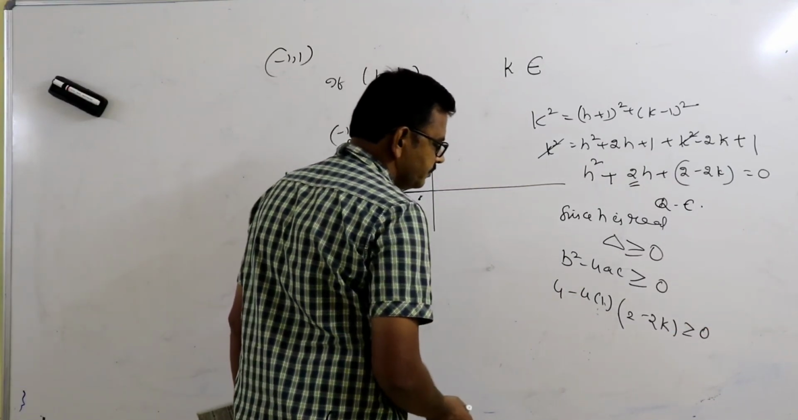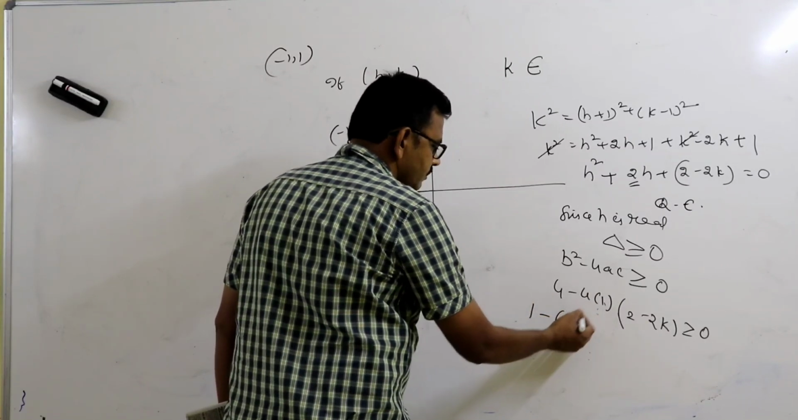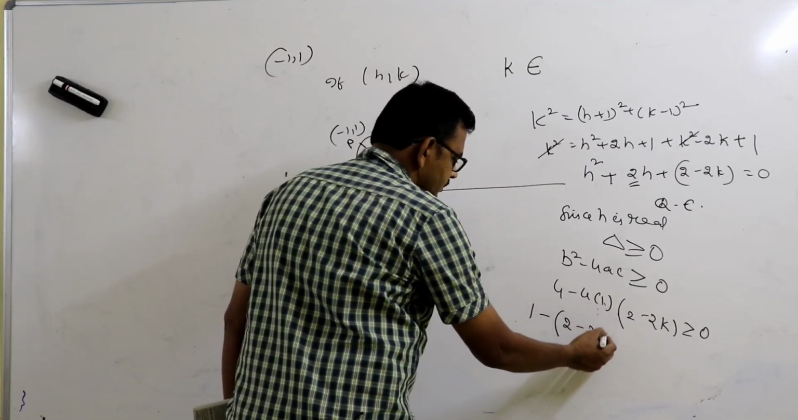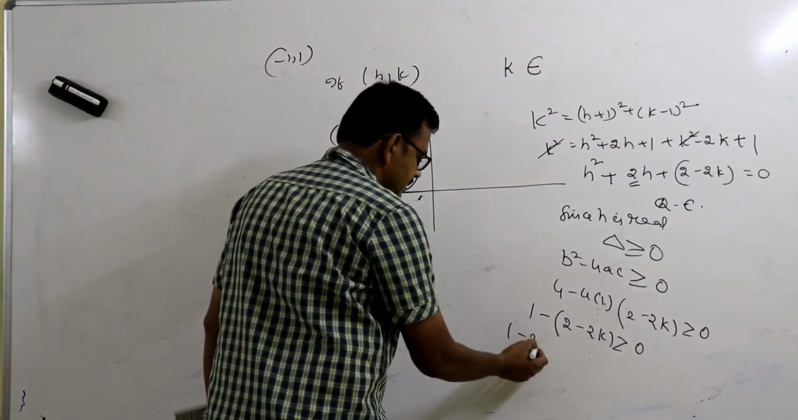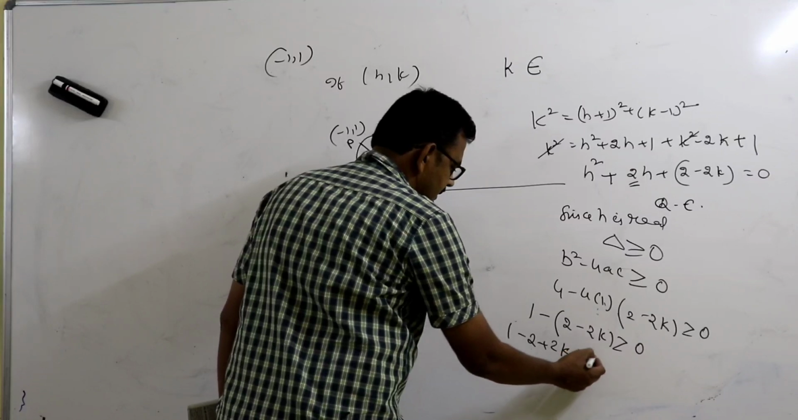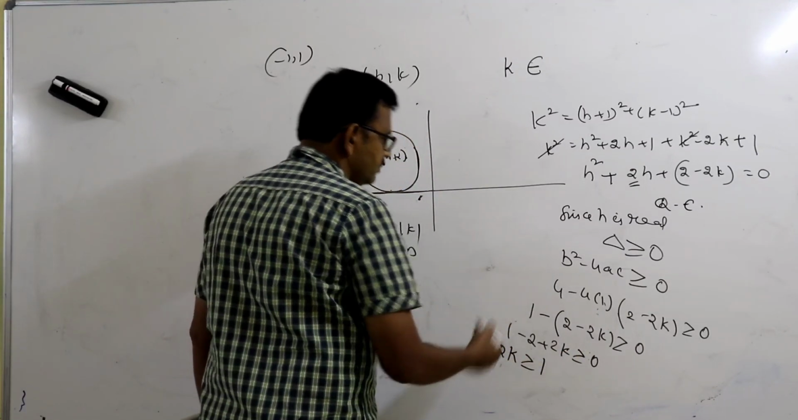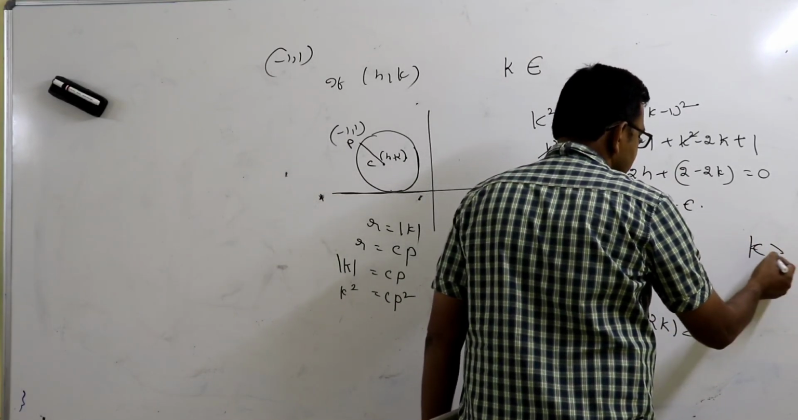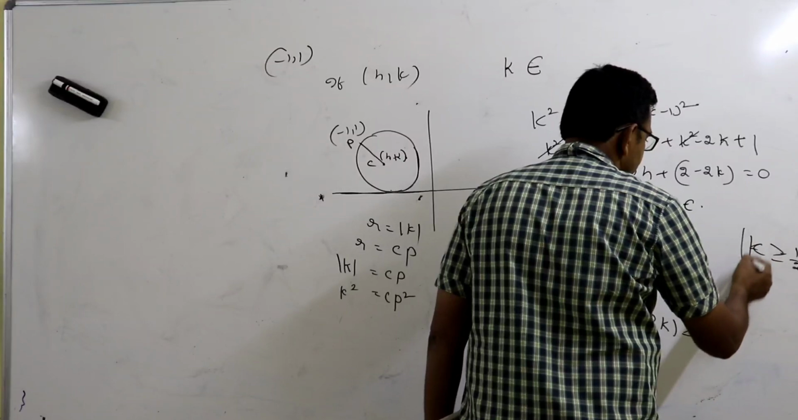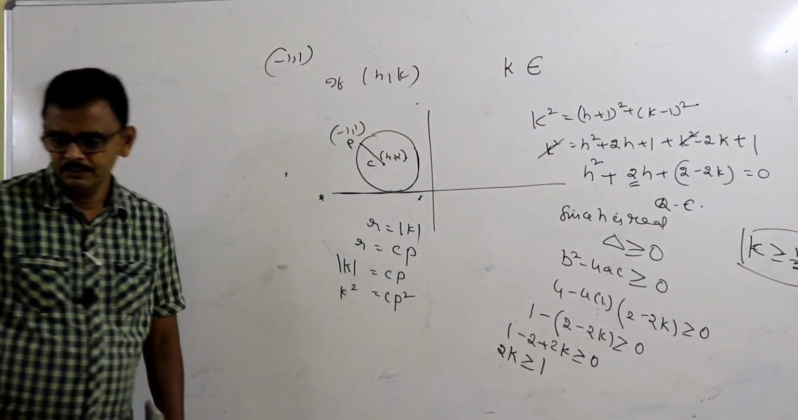So taking 4 common, this is 1 minus (2 minus 2k) greater than or equal to 0. 1 minus 2 plus 2k greater than or equal to 0. Therefore 2k greater than or equal to 1 implies k is greater than or equal to 1 by 2. k greater than or equal to 1 by 2.